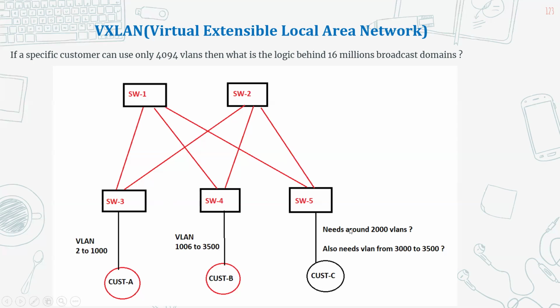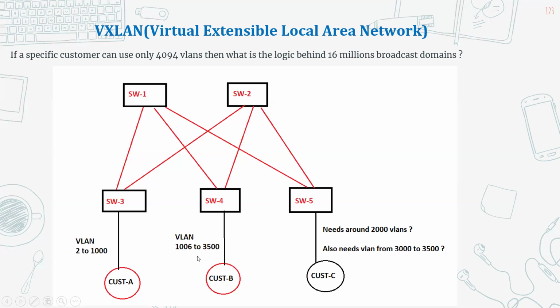He says, okay, I need around 2000 VLANs, and specifically from VLAN number 3000 to 3500. Now you can see that we have a problem because we have already configured VLAN 3000 to 3500 on customer B. Now you cannot configure these VLANs.